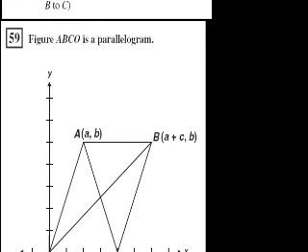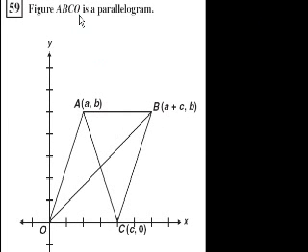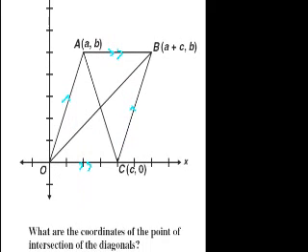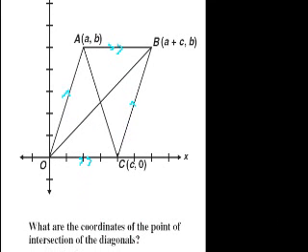Next problem, 59. Figure ABCO is a parallelogram. Fair enough. That's parallel to that. That's parallel to that. What are they asking us? What are the coordinates of the point of intersection of the diagonals? So what are these coordinates? And we've mentioned it before, but the crux of this problem, or what you need to know, is that for any parallelogram, the diagonals bisect each other. So that means that the distance from O to the intersection point is equal to the intersection point to B.